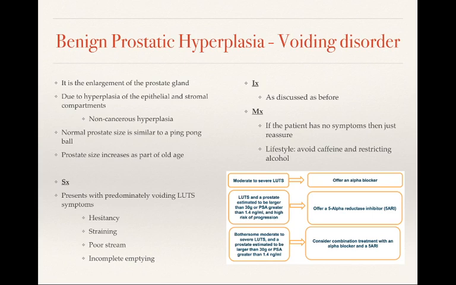BPH often presents with voiding symptoms such as hesitancy, straining, poor stream, and incomplete emptying. Regarding investigations, you would do the things that I mentioned before, so physical examination, urine dipstick or culture to rule out infection. A PSA test is vital, and also a digital rectal examination to assess the prostate. Often on digital rectal examination, the prostate is enlarged and it would be smooth as well, not nodular. If it is nodular, it is often indicative of prostate cancer.